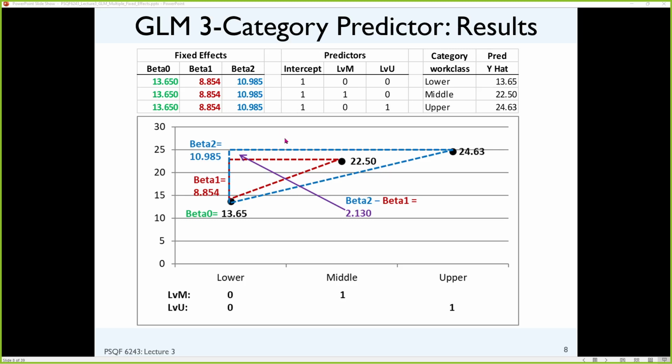So I put this into Excel to try and give a graphical illustration of what's happening here. The y-axis is my outcome variable that is being predicted by the model, which is annual income. And the x-axis actually has two different x-axes working in this picture. One of the x-axes is L versus M, which is 0 versus 1, and the other is L versus U, which is 0 versus 1. So this dot right here is the predicted outcome when both of my x-axes are 0. That's given by my intercept. So beta 0 of 13.65 is right here.